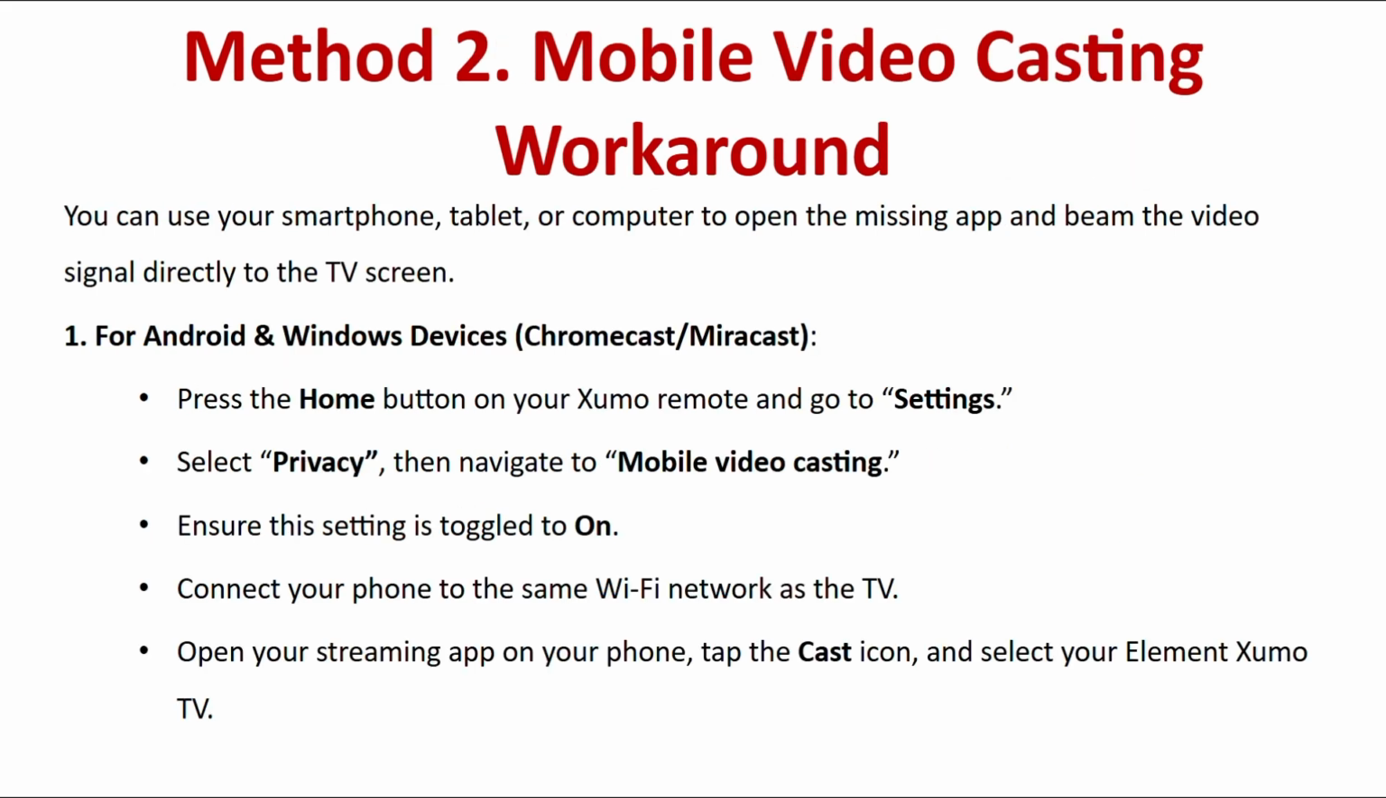Method 2. Mobile video casting workaround. You can use your smartphone, tablet, or computer to open the missing app and beam the video signal directly to the TV screen. For Android and Windows devices, Chromecast, Miracast.